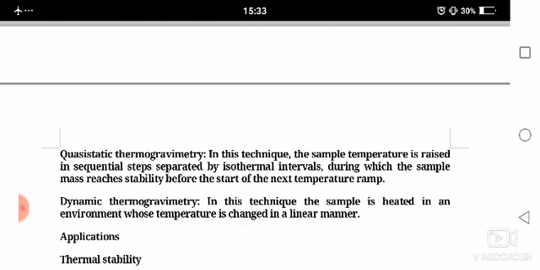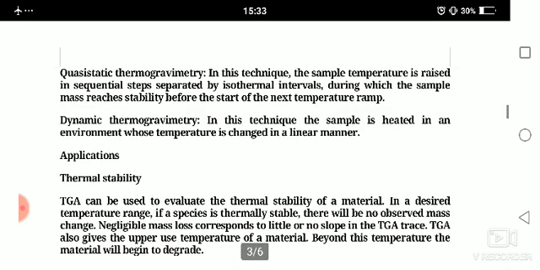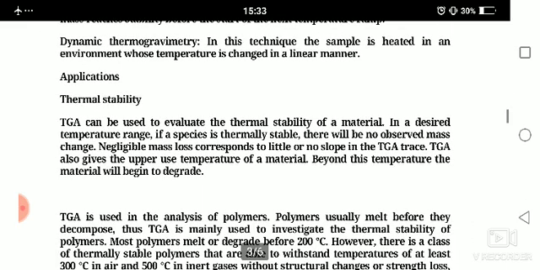Quasi-static thermogravimetry. In this technique, the sample temperature is raised in sequential steps separated by isothermal intervals, during which the sample mass reaches stability before the start of the next temperature ramp. Dynamic thermogravimetry. In this technique, the sample is heated in an environment whose temperature is changed in a linear manner.